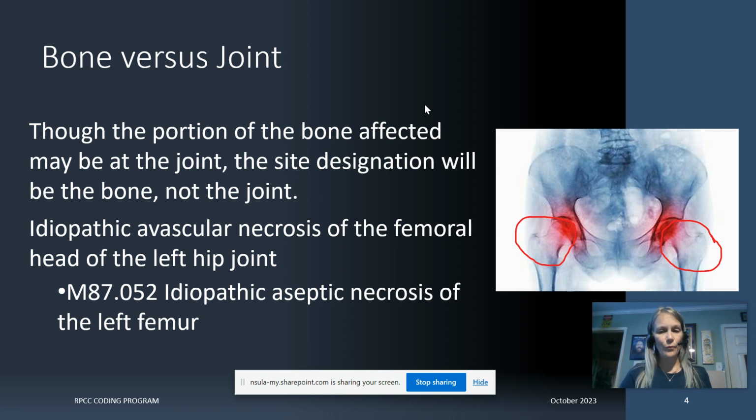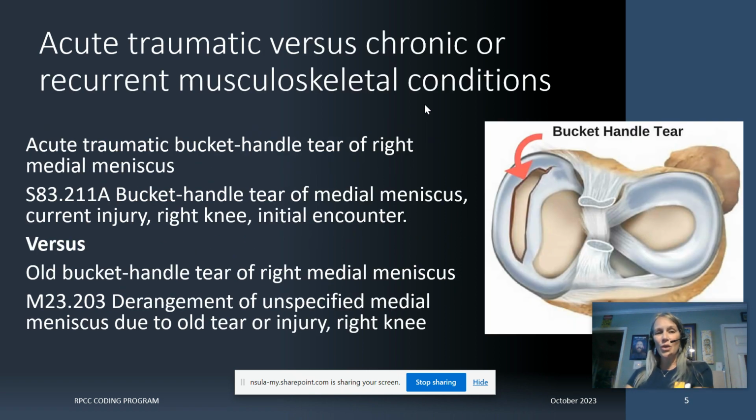Make sense? Hopefully. All right, so acute traumatic versus chronic or recurrent musculoskeletal conditions. This is acute traumatic buckle handle tear example. So when it's an acute traumatic tear of the meniscus, then those are going to code to chapter 19 and see how this code starts with an S83. That means that it's from chapter 19. It's an acute traumatic tear. Versus our old bucket handle tear of the right medial meniscus.